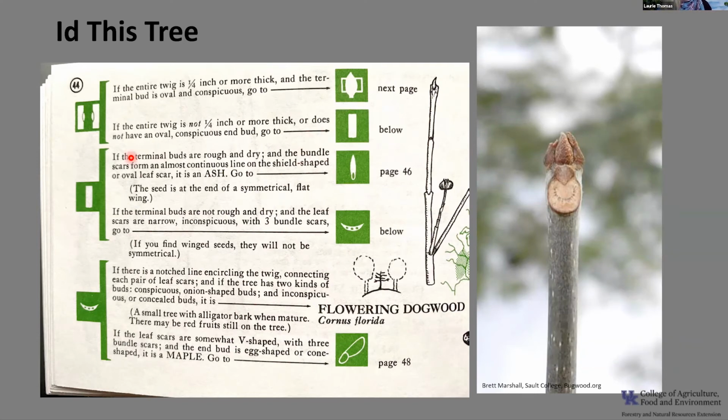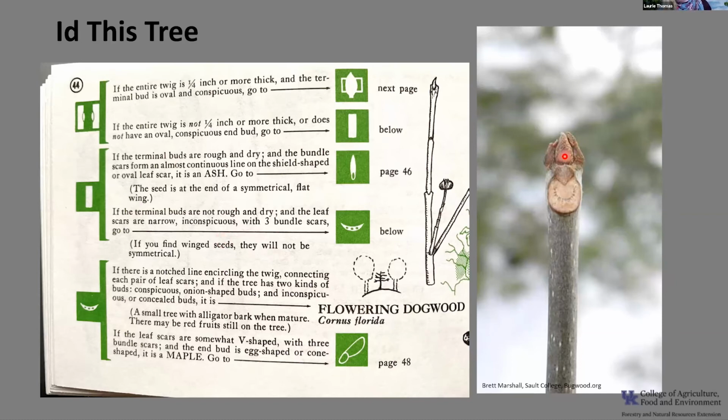So we're going to go down below here, and it says if the terminal buds are rough and dry and the bundle scars form an almost continuous line on the shield shape or oval leaf scar, it is an ash. So we'd go to the next page. Or the next statement says, if the terminal buds are not rough and dry and the leaf scars are narrow and inconspicuous with 3 bundle scars, we want to go below. So let's come over here and look.